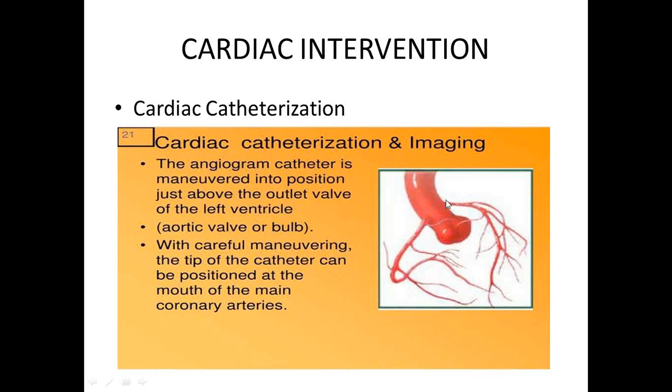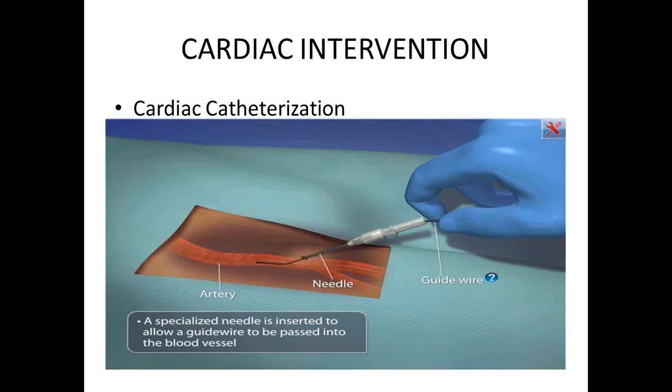Okay? And then this is the left system. First you have the left main. Left main will divide into a left anterior descending coronary artery, which runs in the front of the heart, and then the left circumflex, which loops around the back of the heart. So you have to know the anatomy.